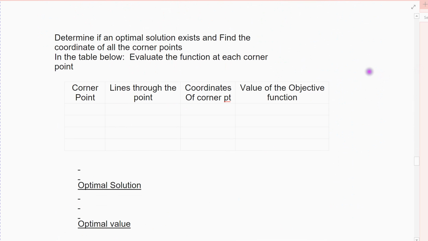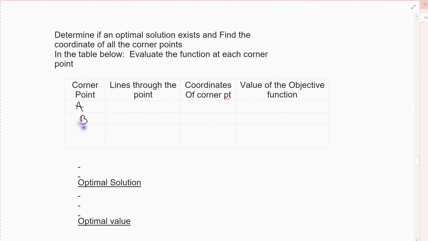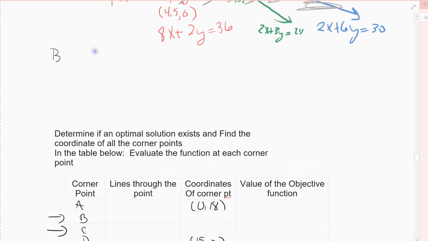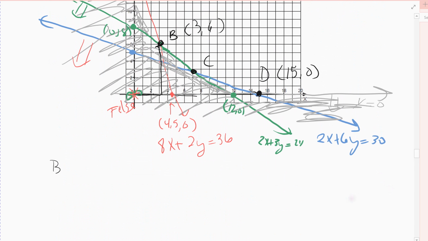Alright, so my corner points A, B, C, D. A and D I know. A is the corner point 0, 18. I don't have to check that. D was the corner point 15, 0, and I don't have to check that because I used those to graph. B and C: B I could kind of guess maybe, C I have no idea. So this is why I need to know what lines they go through. The point B goes through the red line and the green line. So for B, I need to solve the red line and the green line.